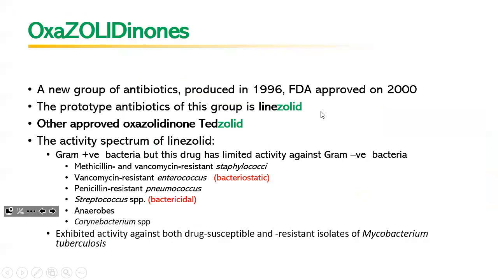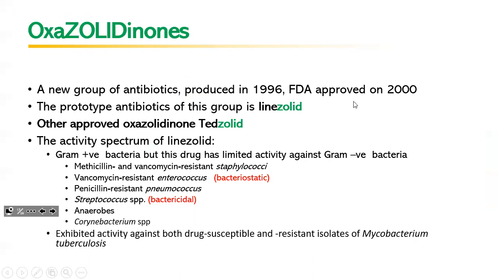Now let's move to the oxazolidinones. It's a new group of medications. Linezolid is the prototype of this group, and it was approved after the millennium. Another agent is called tedizolid. I want you all to know linezolid. That's what we request from you here.